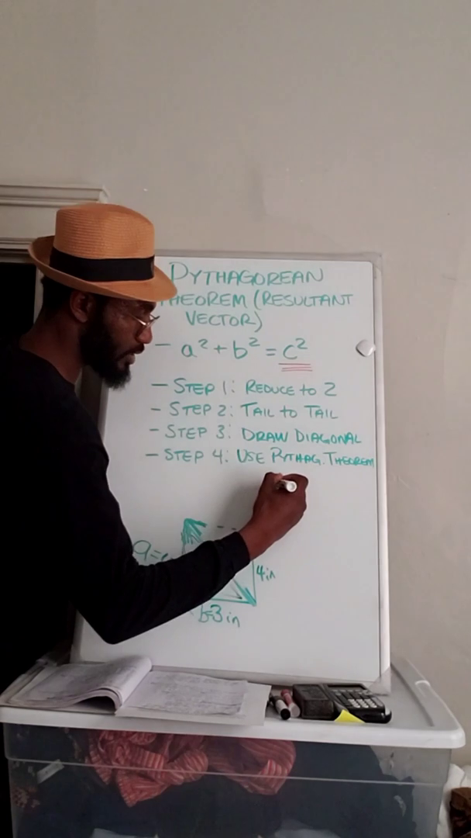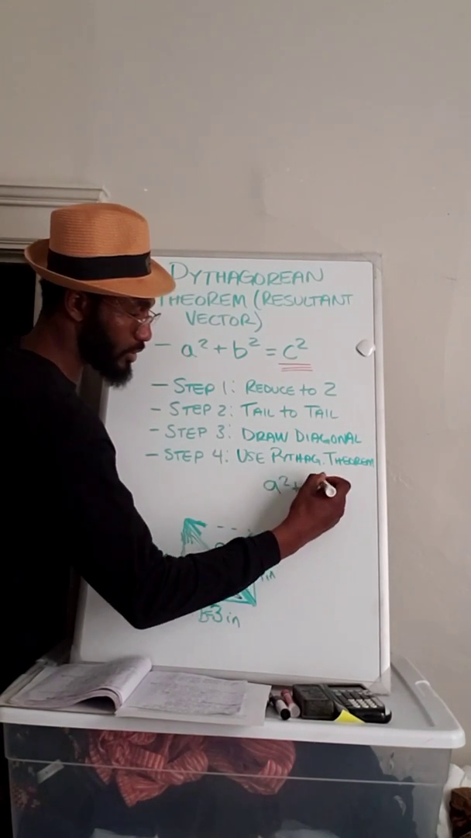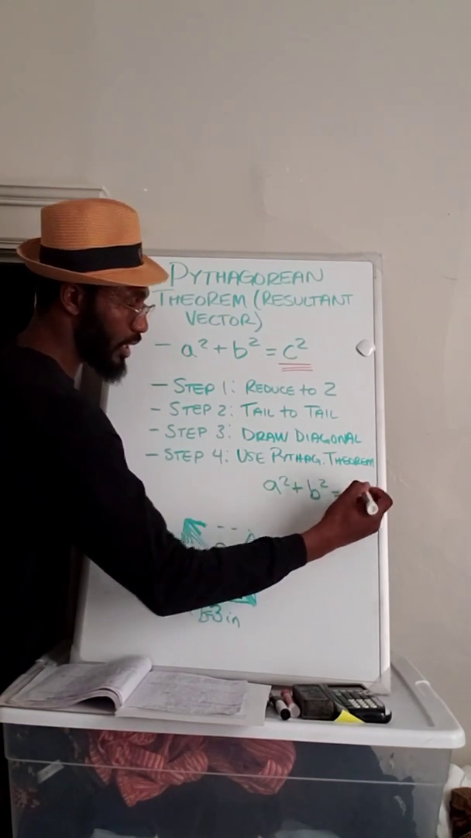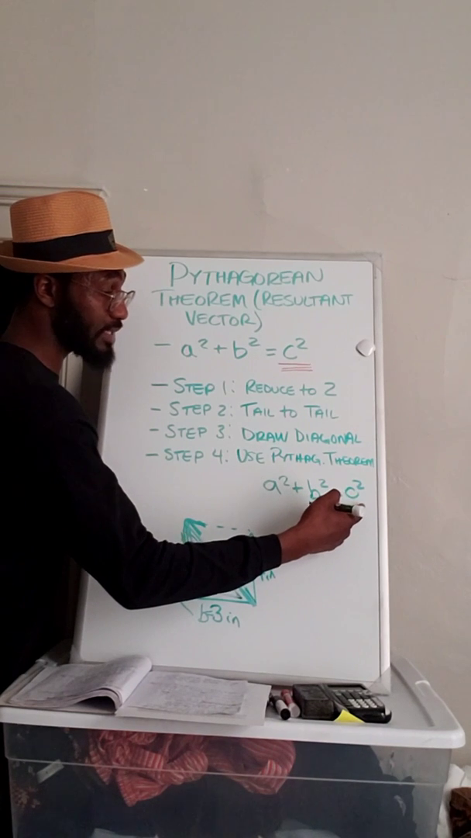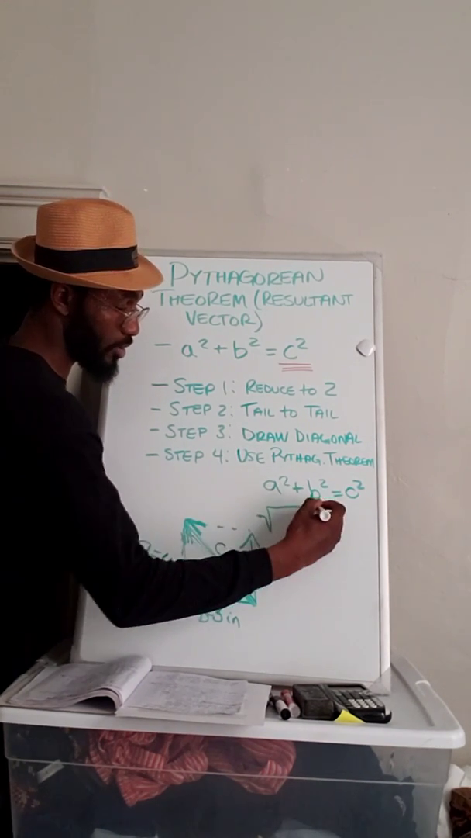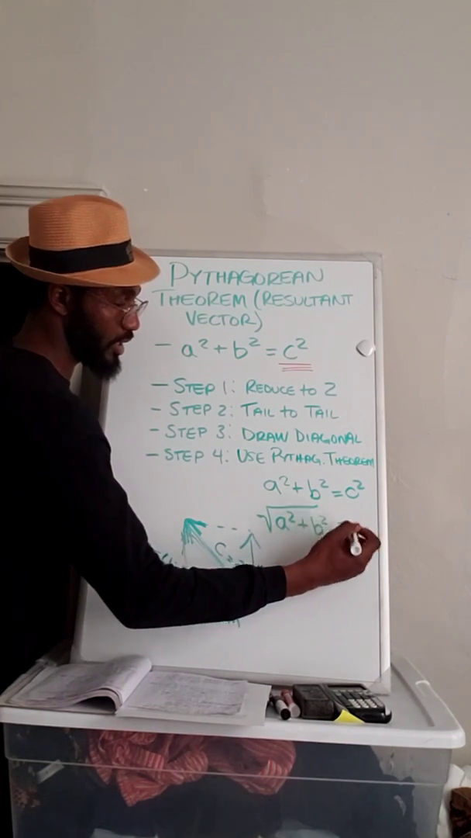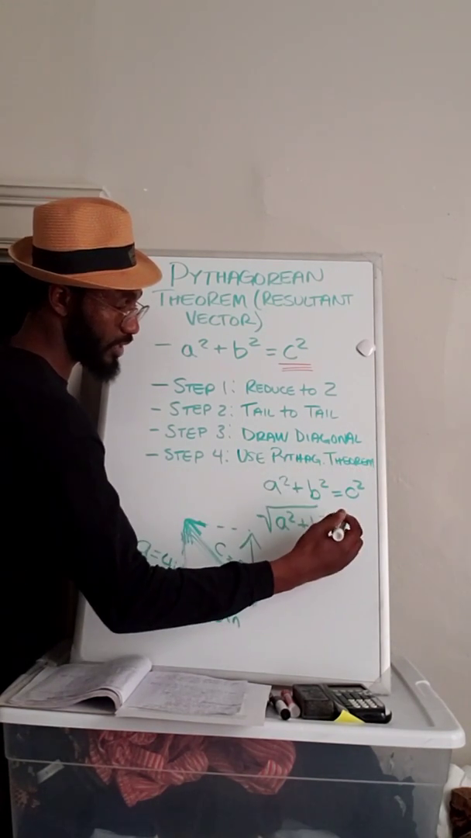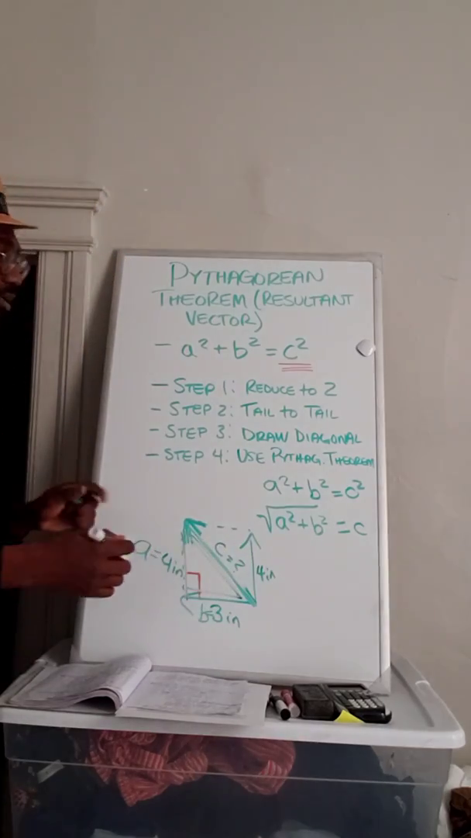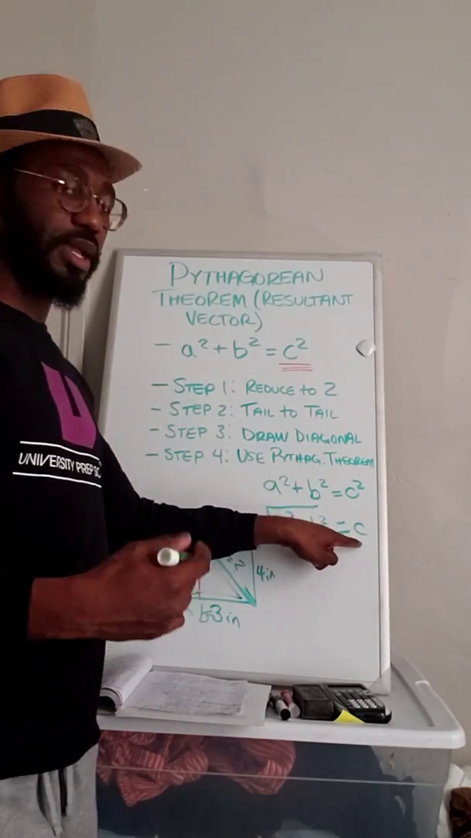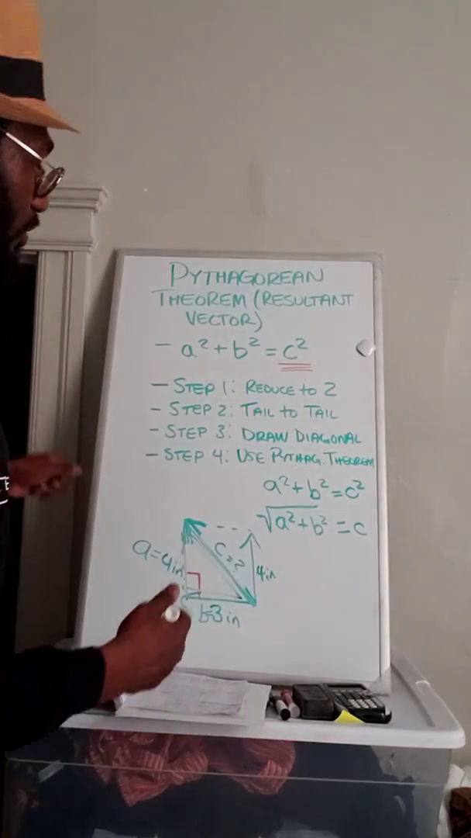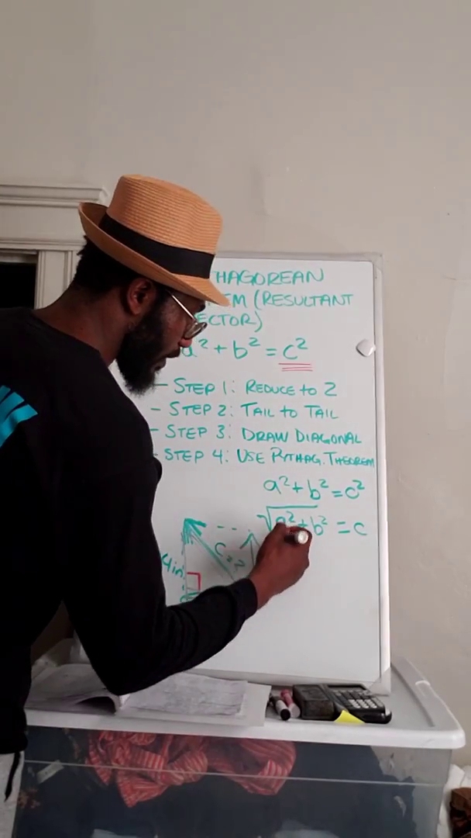And now I've got A squared plus B squared equals C squared. And I am looking for C, not C squared. So I've got to take the square root of both sides. And again, when I take the square root of this side, it just gives me C. So instead of writing the square root, I just went ahead and wrote C. Okay.